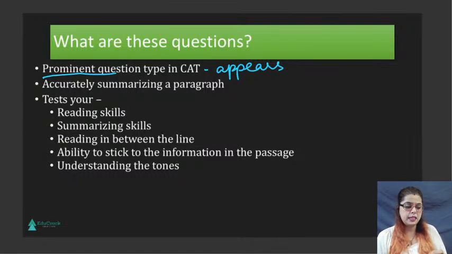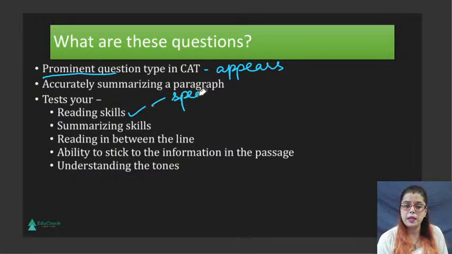That basically means you're supposed to read the entire passage and then give a summary of the passage. What do they expect from you when it comes to the parasummary questions? The expectation is that they will check you on your reading skills. They would want to see your reading speed. They would want to see your reading comprehension.